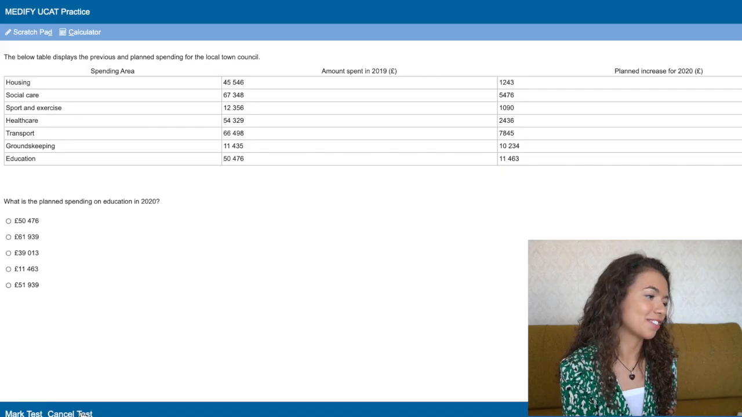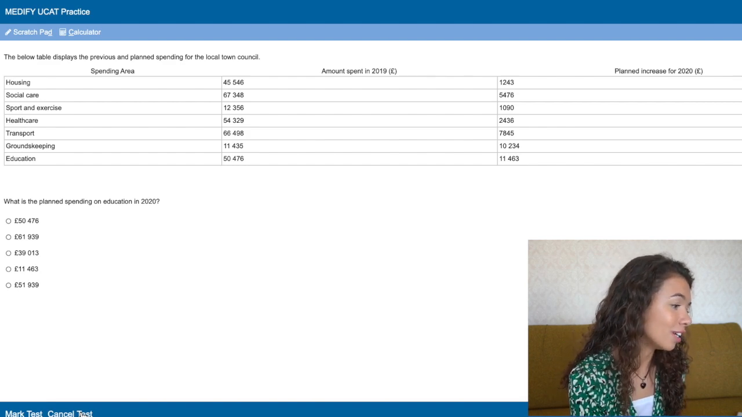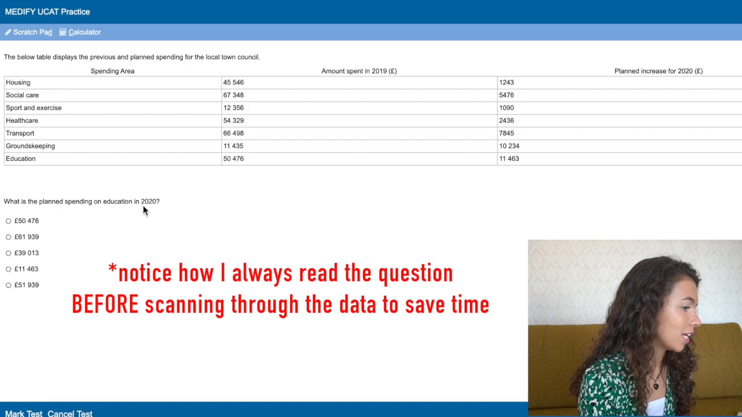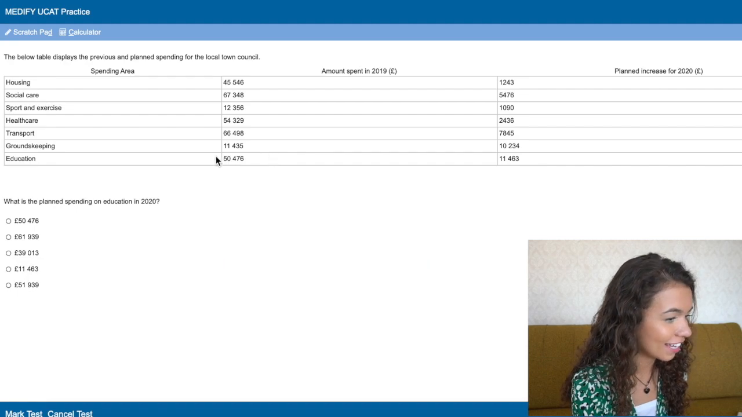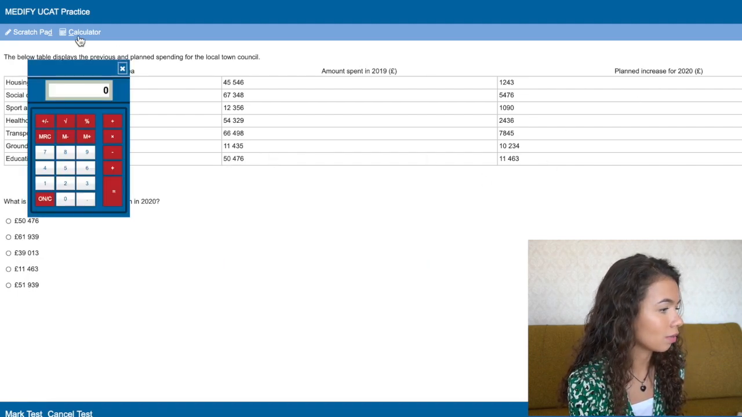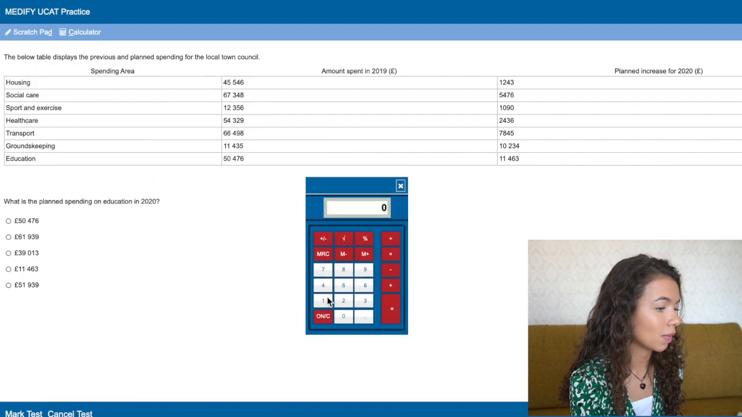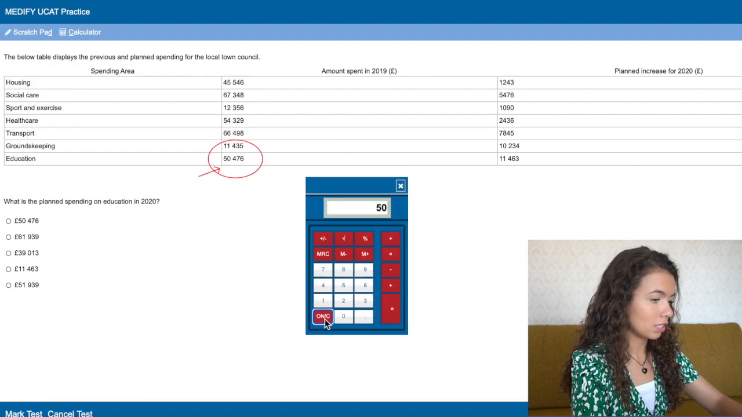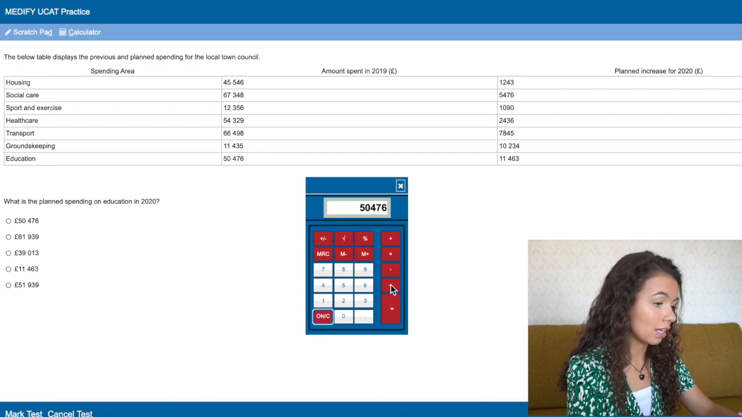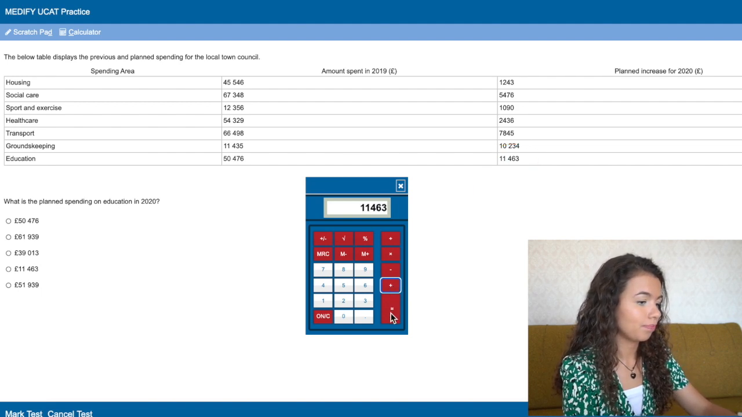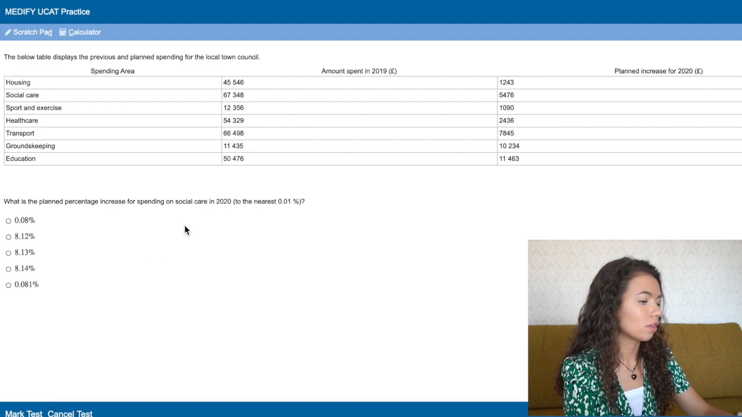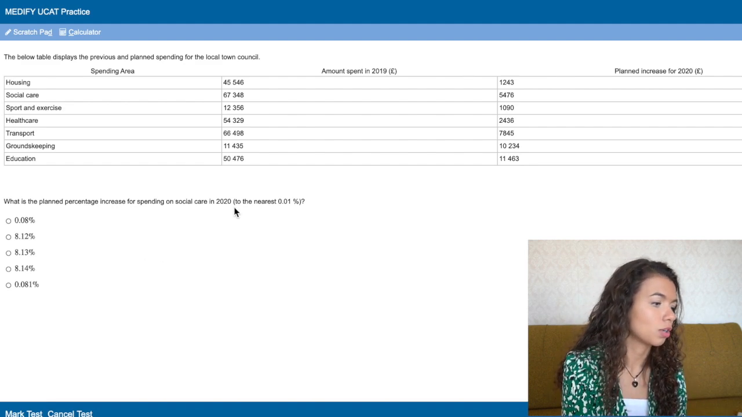Next question. Okay, I think this is going to be my last one, and then I'm probably going to call it a day because it's so hot. So what is the planned spending on education in 2020? What are we looking at? Education here, the amount spent, the planned increase. So super simple, you just look at the amount spent in 2019, which is 50,476, add 11,463, and you've got 61,939.